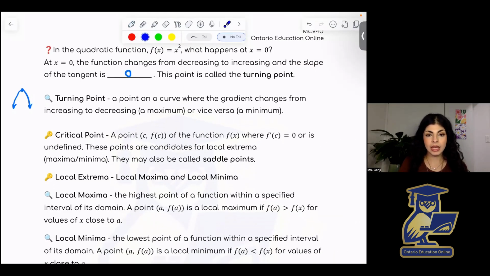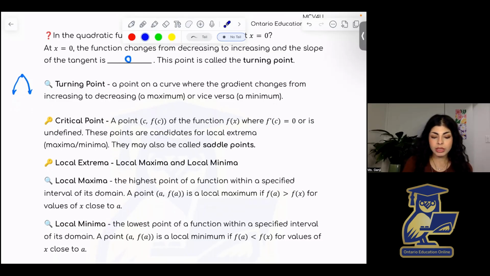And now generalizing this a little bit more, we have critical points. So a point c, f of c, of a function f of x is considered to be a critical point if f prime of c is equal to 0, and we saw this again with optimization problems, or when it is undefined. And this one we maybe haven't seen a lot of, but we're going to see in our next lessons, as well as in this lesson. And these points are candidates for local extrema, so those maximums or minimums. And consider again, these are local, so given a specific interval.